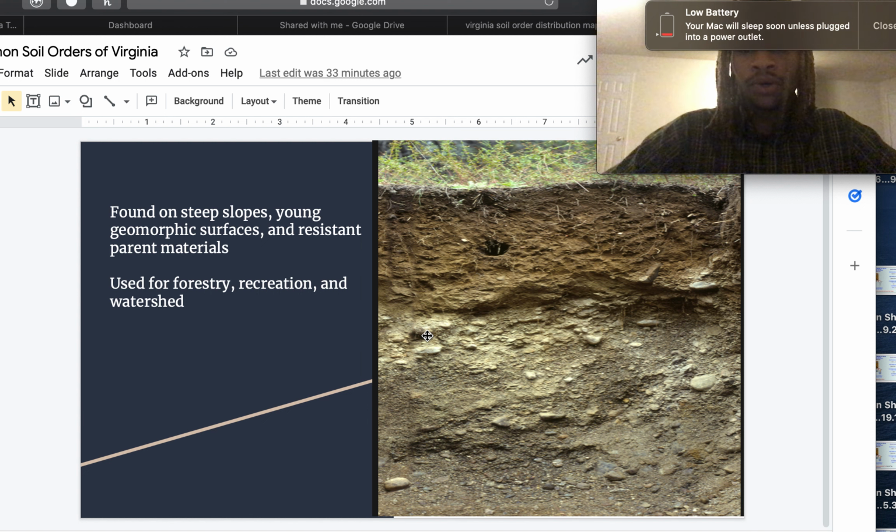As you can see in this photo, this soil is very poorly developed, has a lot of rock fragments throughout the profile, and little to no clay accumulation. There's only a significant layer of clay accumulation in the upper portion of the soil profile, but it significantly decreases as you go down.